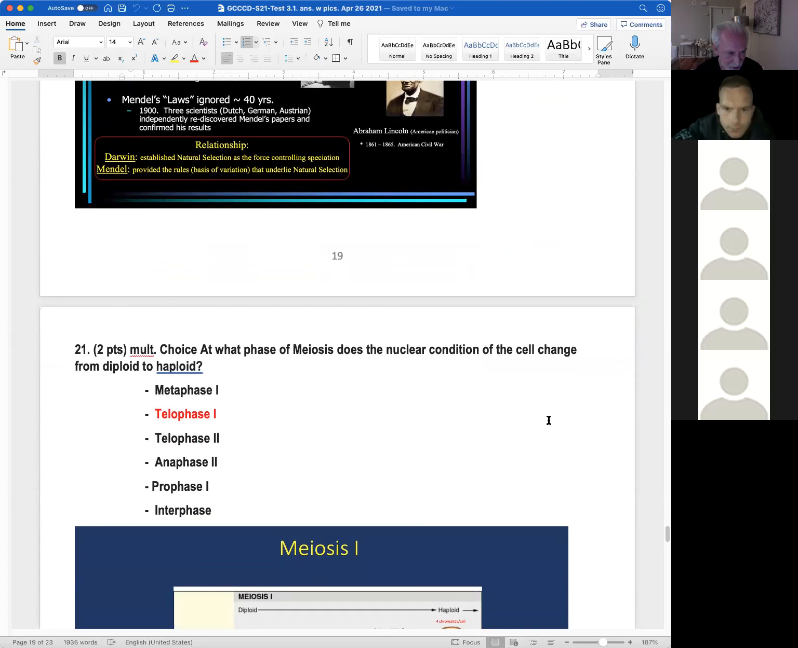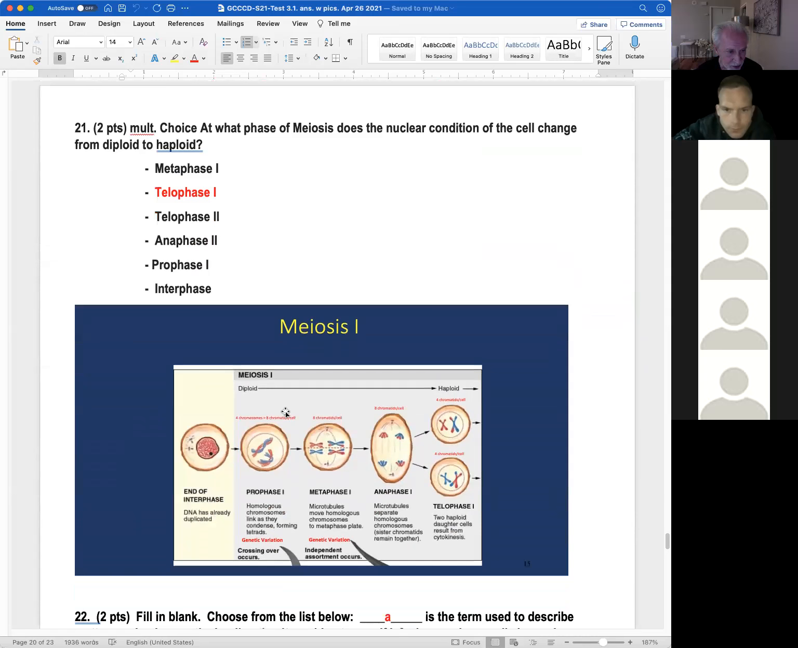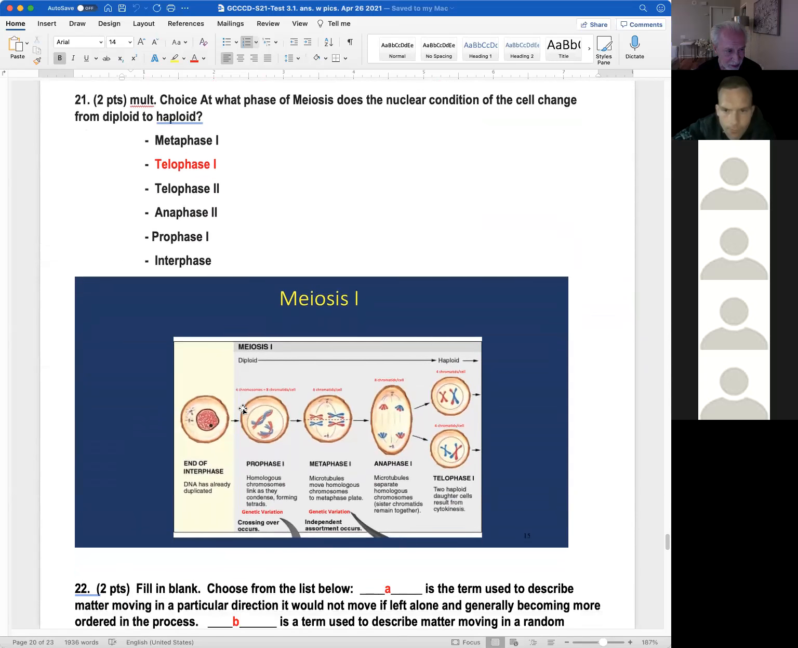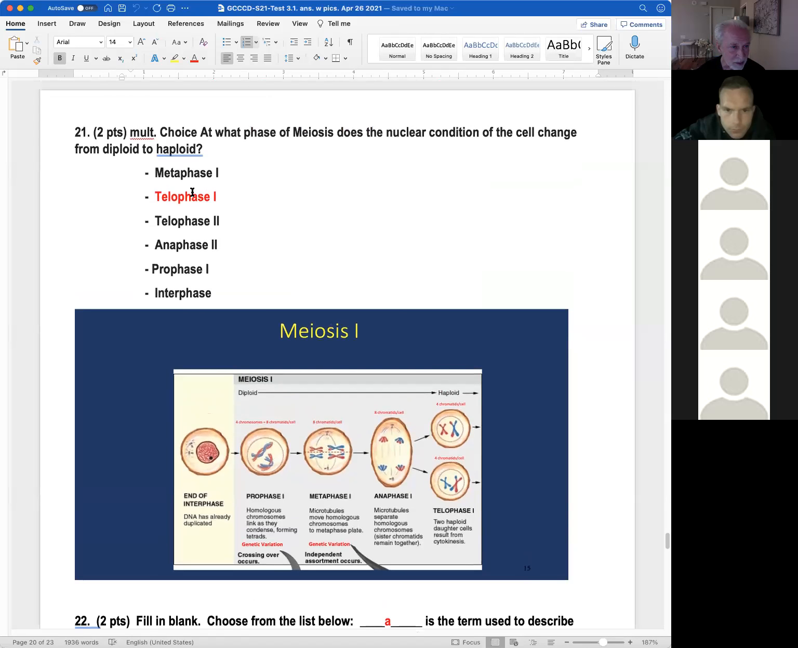At what stage in meiosis does the nuclear condition change from diploid to haploid? Well, that was a straightforward question, and the answer is in this slide. In meiosis 1, the first 3 phases of it are all diploid, and then at telophase 1, it becomes haploid and remains haploid then throughout meiosis 2. So the answer to this question, where does it change, is telophase 1.